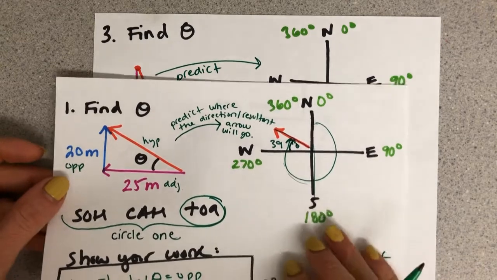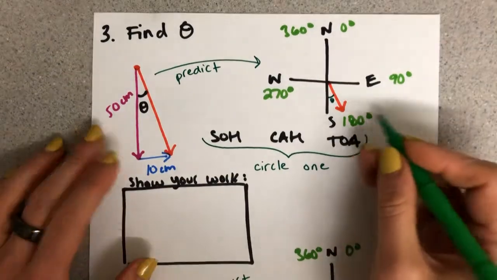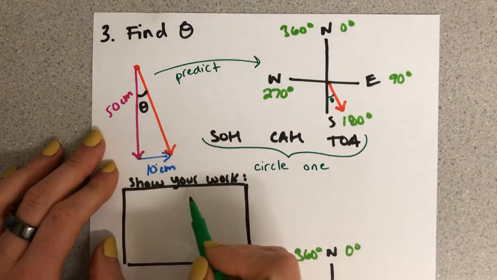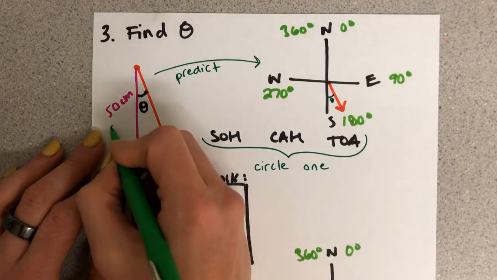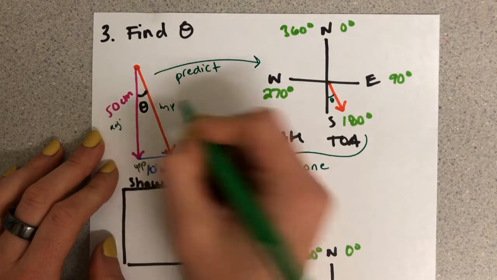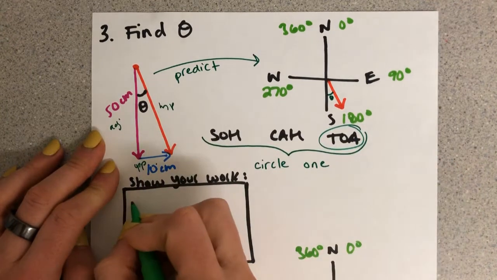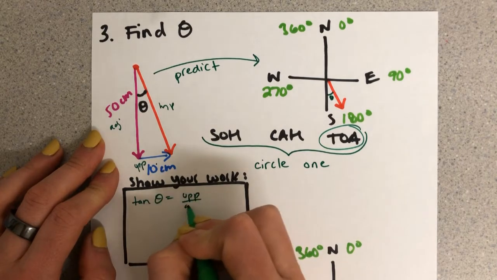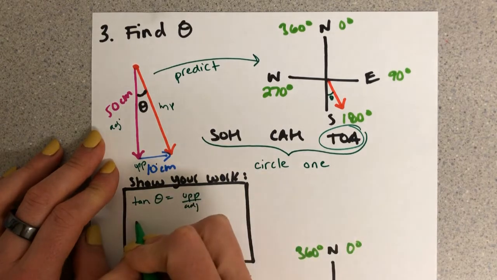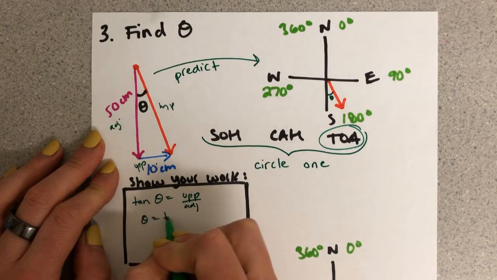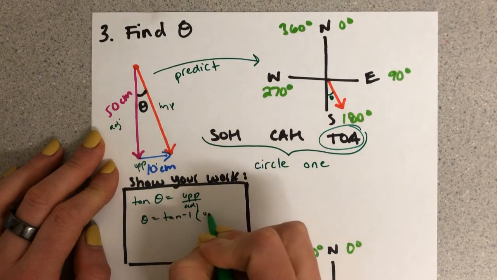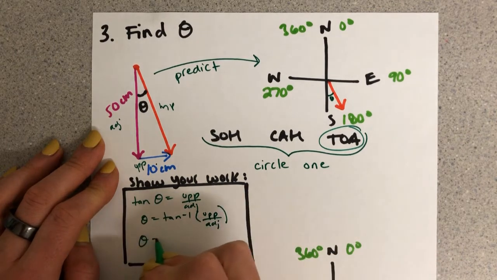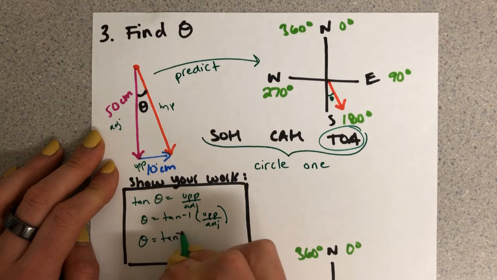Boom. Okay. So coming back over here, so let's see, we have opposite and adjacent. This is the hypotenuse. So again, we're going to use tangent. Tangent of theta equals opposite over adjacent. Okay, so I'm going to go ahead and say theta equals tangent -1 of opposite over adjacent. So theta is going to equal the inverse tangent.